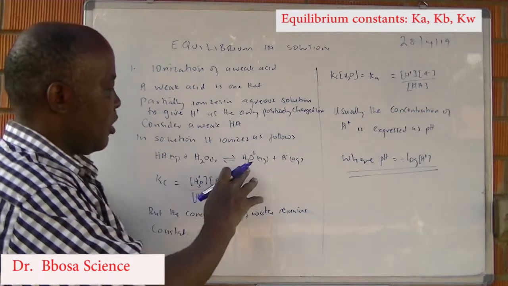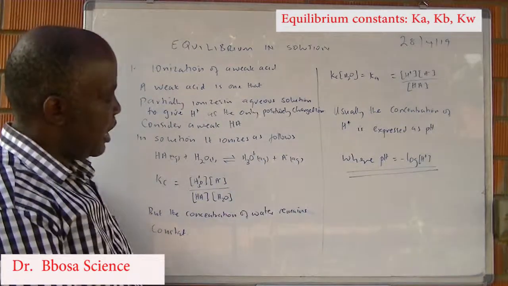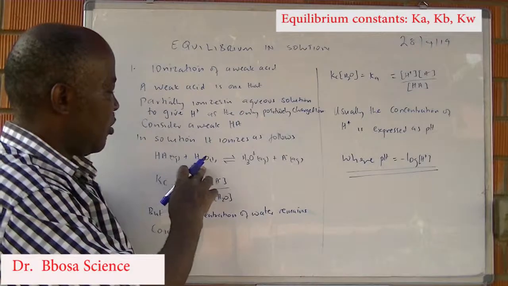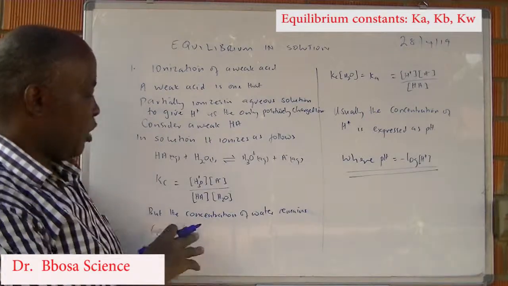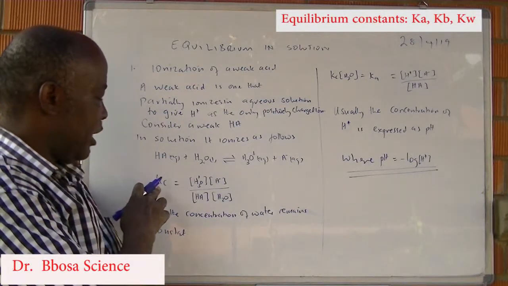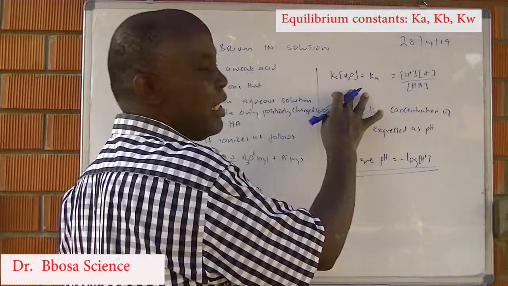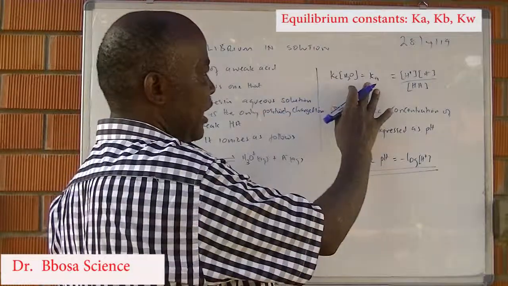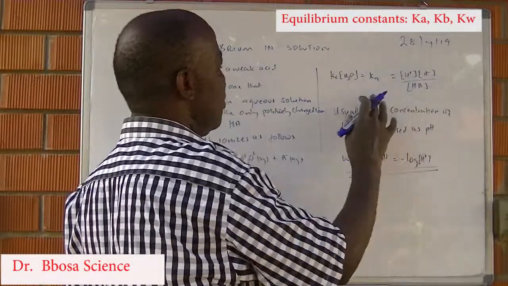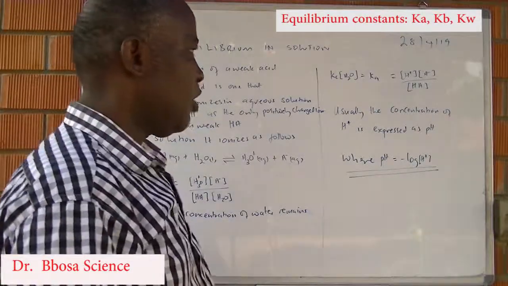Kc will be equal to concentration of hydrated hydrogen ions times the concentration of negative ions over the concentration of the acid times the concentration of water. But the concentration of water is almost constant, so it can be incorporated into Kc. That Kc times the concentration of water is given another constant Ka, which is equal to concentration of hydrogen ions into concentration of negatively charged ions over the concentration of the acid.